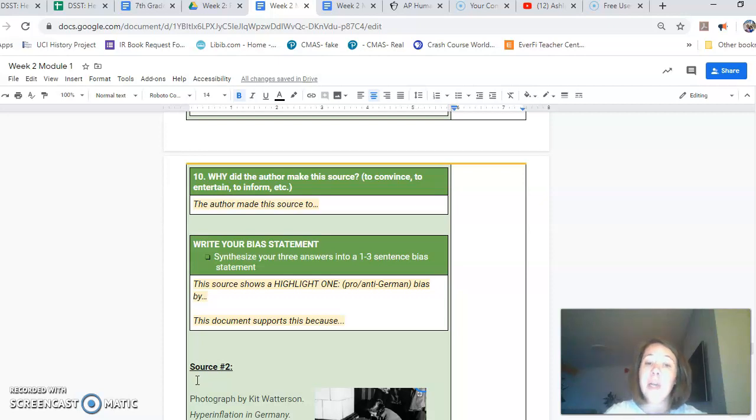That's if you are doing a little bit longer of a response. If you're doing a little shorter of a response, you would start it with, this document supports anti or pro-German because.